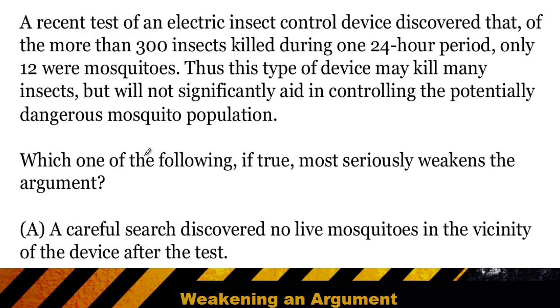The correct answer ends up being A in this case, and we say A has 2 important qualities. One, it's about mosquitoes, so it's relevant to the argument, but it also has nice, strong language. There was a careful search, and they found no live mosquitoes. In other words, answer choice A says, yes, we only killed 12 mosquitoes, but we also killed all of them.